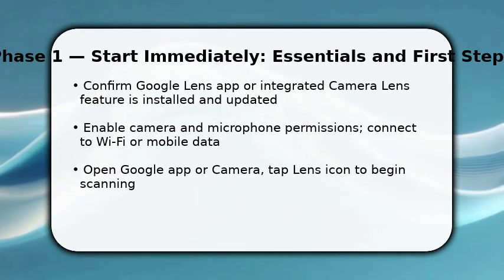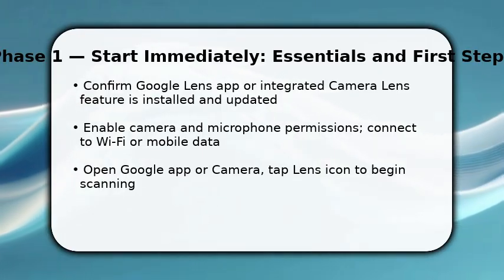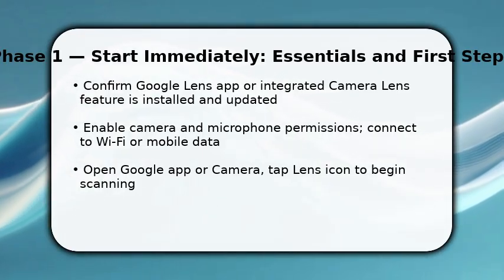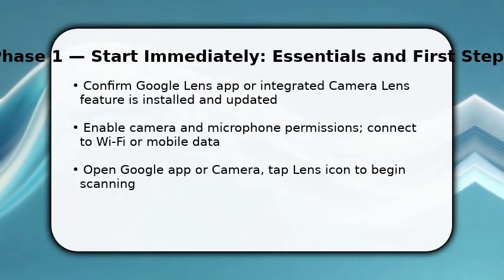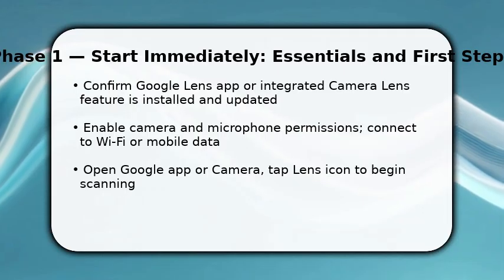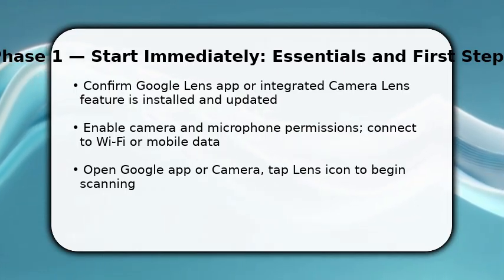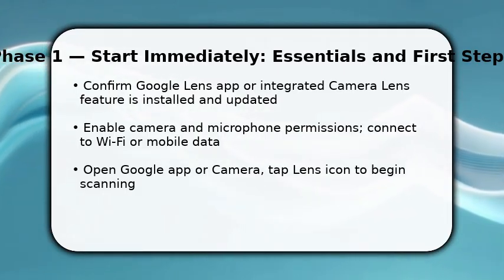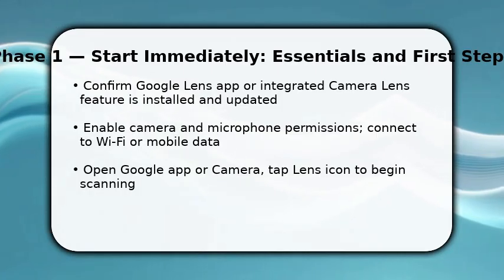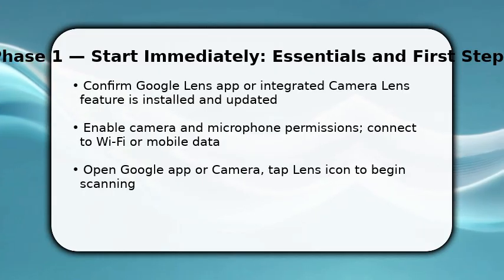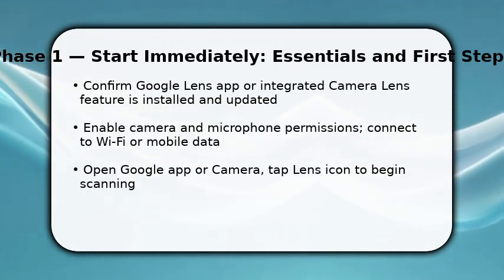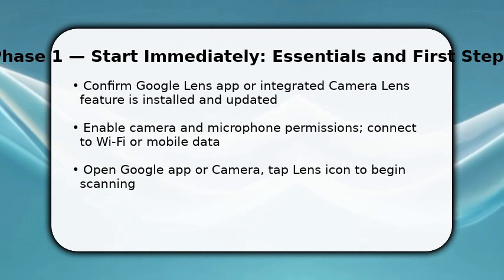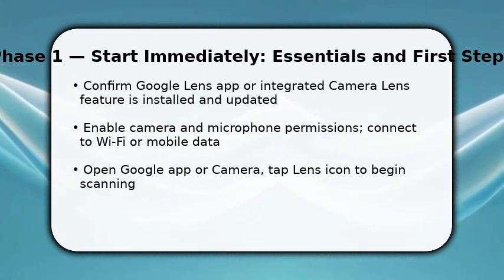You're going to jump straight into scanning. First, open the Google app or your camera and tap the Lens icon. Allow camera permission if prompted, because Lens needs live view to analyze objects. Make sure you're on Wi-Fi or mobile data for results that require web lookups. Once done, point the camera at the subject, text, product, or plant, and hold steady. Lens begins detecting shapes and text automatically. If you prefer, switch modes like translate or shopping before moving forward to tailor results to your goal.